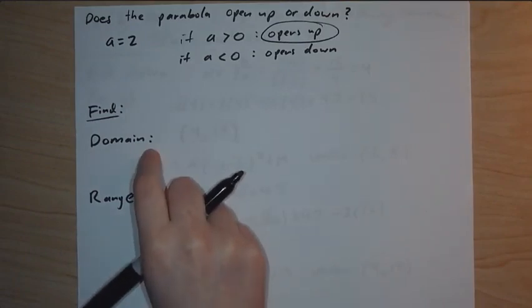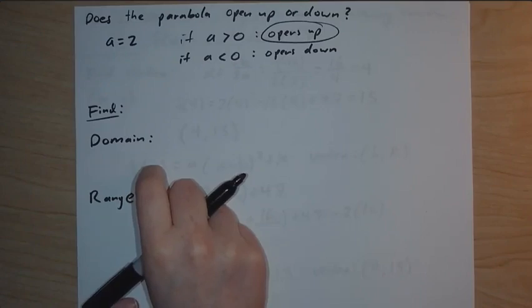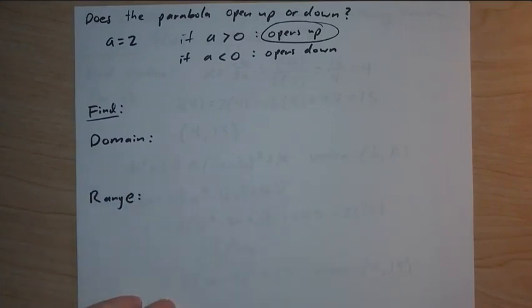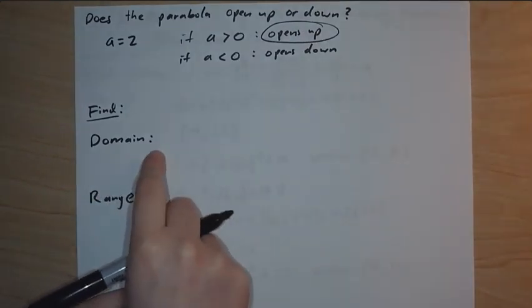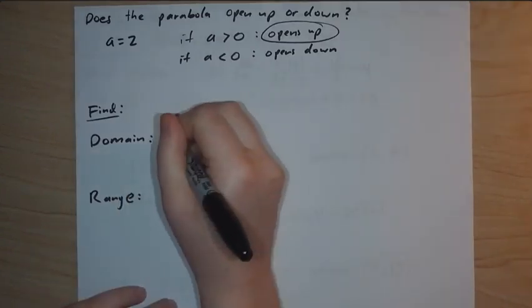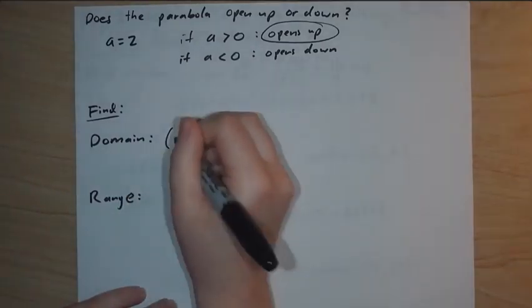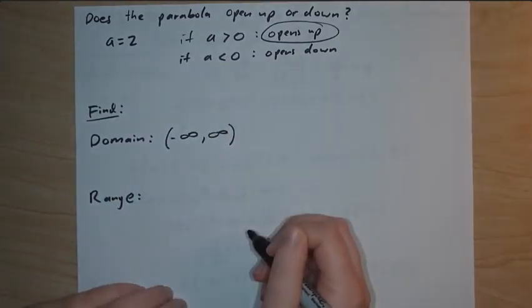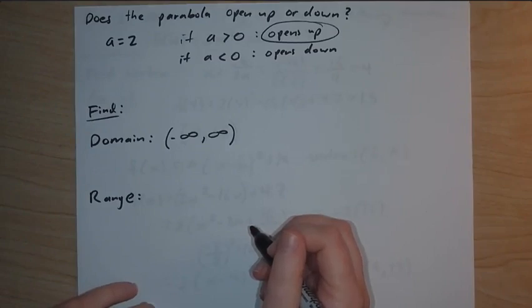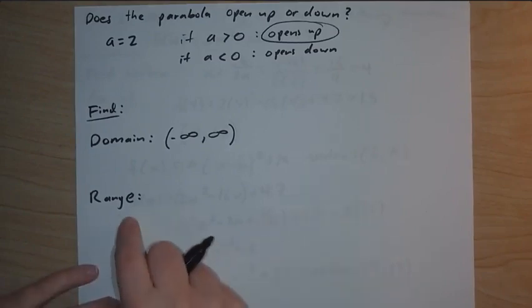The next thing we want to do is find the domain. The domain is what our x values can be. And for any quadratic function, any at all, it's always going to be all real numbers, or that is negative infinity to infinity, because for every x that you put into the function, you will find a y. That's another way of saying that.